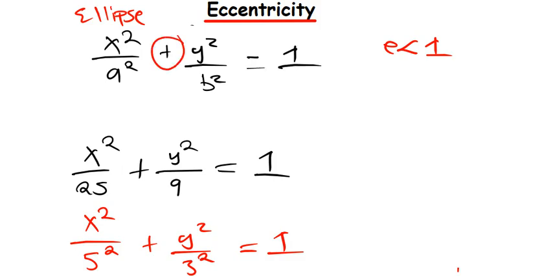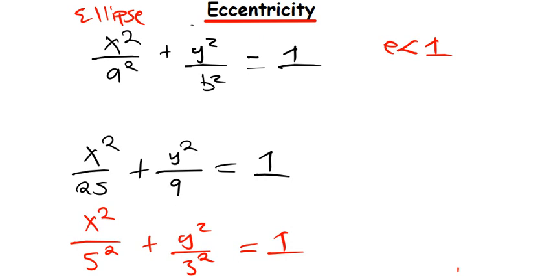And of course, most people usually get confused: how do I know which one is a, which one is b? So a is going to be greater than b in the case of an ellipse. The reason is very simple. The foci are inside for an ellipse, so that's why, if you take it in terms of c, c is actually smaller.